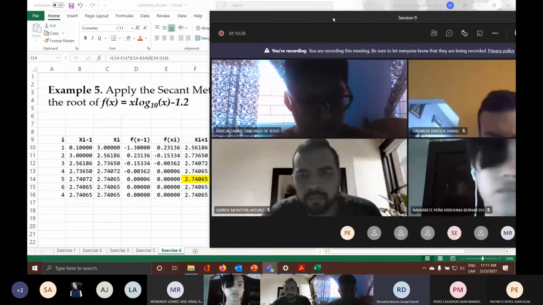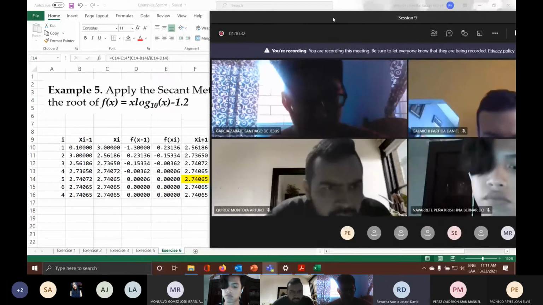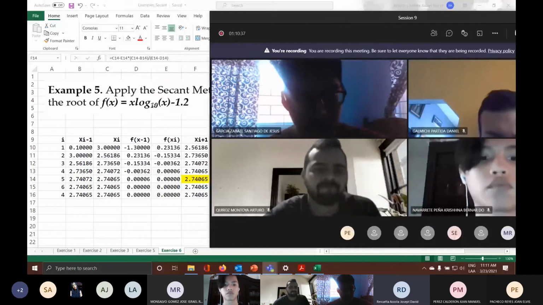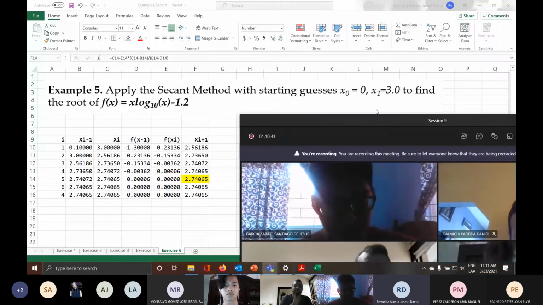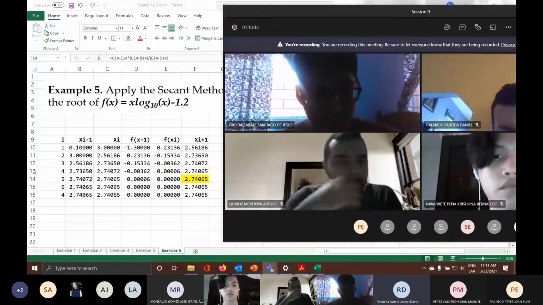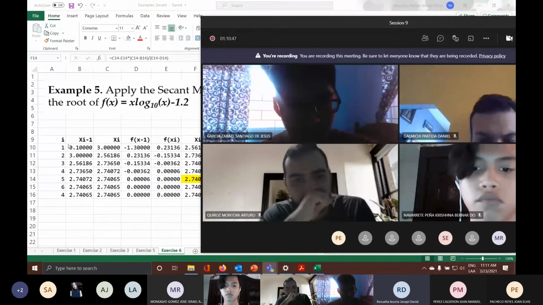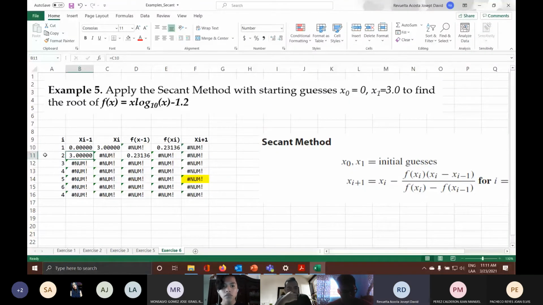So this is the answer for the example number 5. Remember that this is log base 10. That's why I'm making this difference. The starting guesses are 0 and 3. I actually modified this one, but if I say 0 and 3, you get something like this. So that's probably what you get from here.